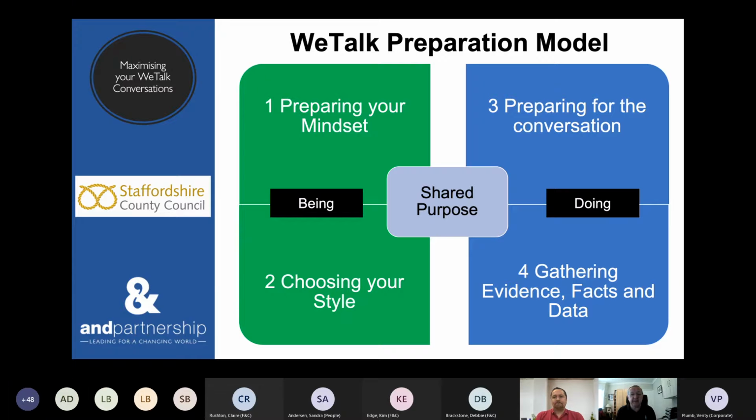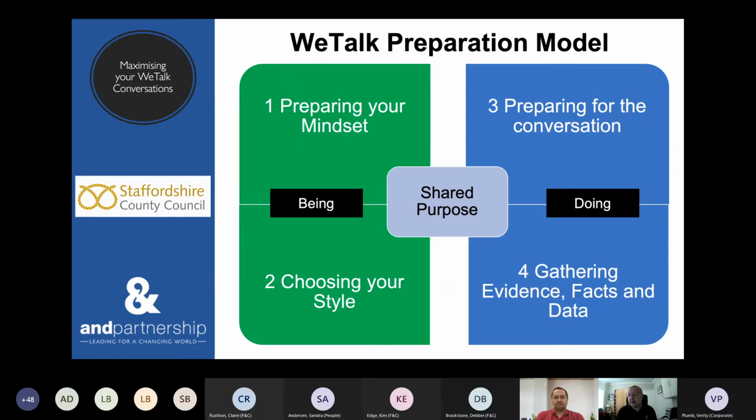And then the green on the left is the being side, the blue on the right is the doing side. So the stuff you need to do to prepare, and the stuff you need to think about how you want to be as a leader when you're preparing. In the being side, there's preparing your mindset and choosing the style you're going to use, and that will obviously depend on the type of meeting and what you need to get from it. And then on the right hand side, the physical preparation for the conversation, and also the gathering of any facts or data or evidence that you need to help the conversation go well.